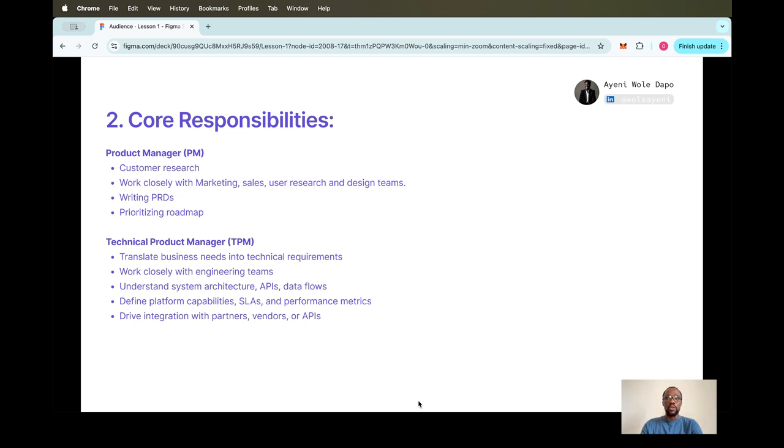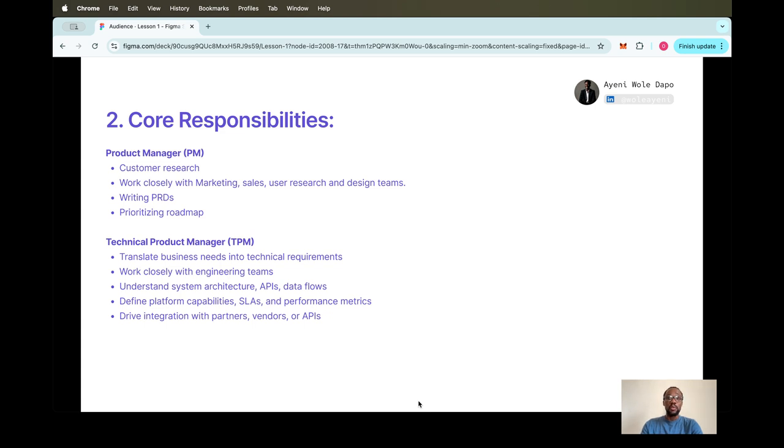While on the other hand, as a technical product manager, you translate these business requirements into technical specifications for your engineering team without any ambiguity, so they're able to build correctly and accurately. We work closely with the engineering team. We build systems. We build APIs. We build platforms. We build infrastructure.